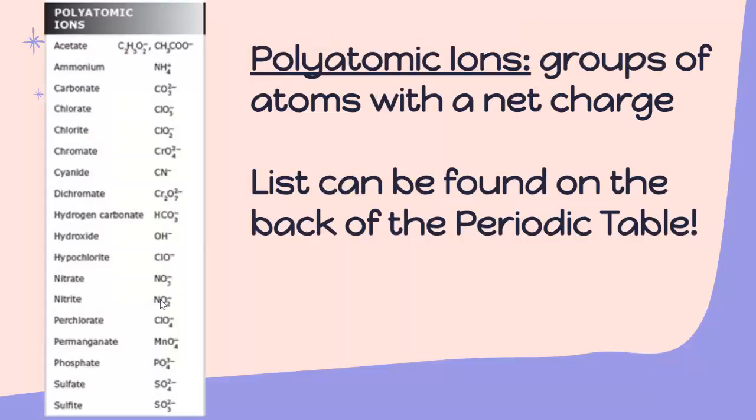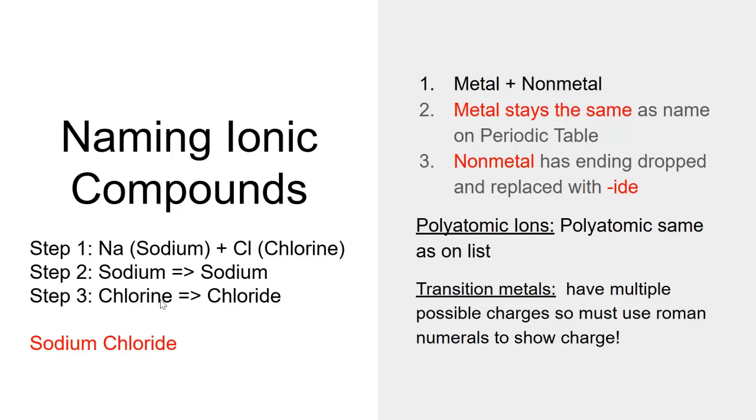We also have to know the polyatomic ions, and those are groups of atoms with a net charge. This list can be found on the back of the star periodic table if you use it for reference. There are 3 easy steps to naming ionic compounds. The first step is you identify which of the elements is your metal and which one is your nonmetal. The name for the metal stays the same, so you don't change it from the periodic table.